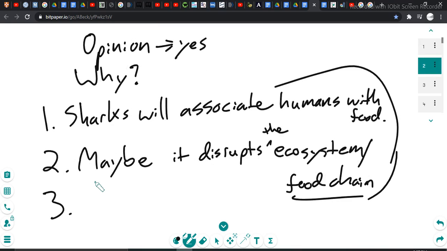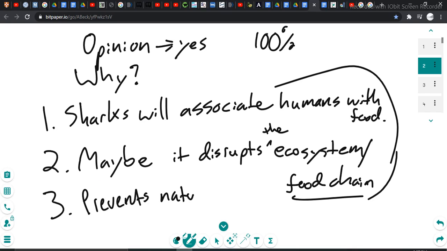If I wanted to extend my paragraph, maybe get like a really good 100%, giving 3 reasons, I could say prevents natural way of living. So feeding the sharks prevents their natural way of living because sharks actually need to hunt and catch. That is the way they live. And some details about this. So what are the consequences?